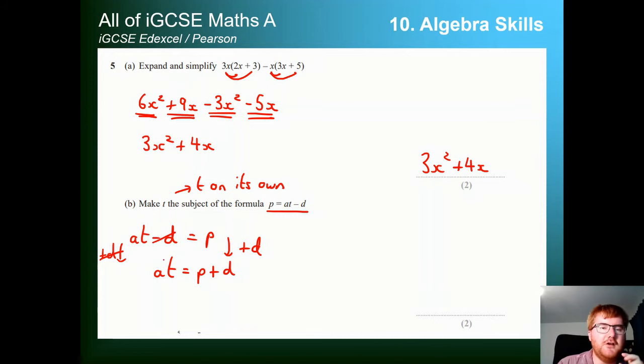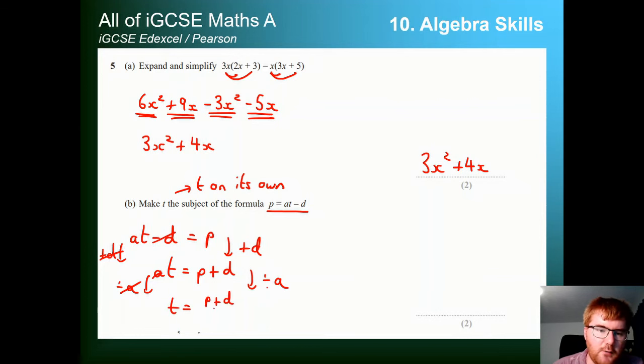And then we've got this annoying a. Remember, at next to each other is the same as a times t. So what's the opposite of timesing by a? Well, divide by a on both sides. This cancels. We then get what we want. And then we get p plus d all over a.